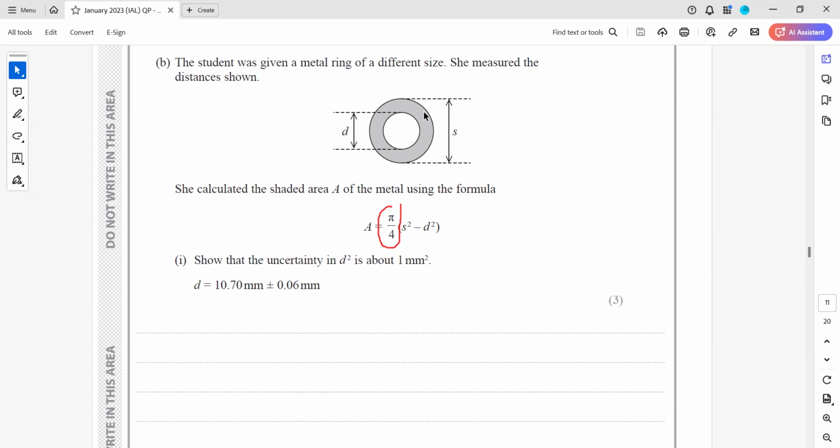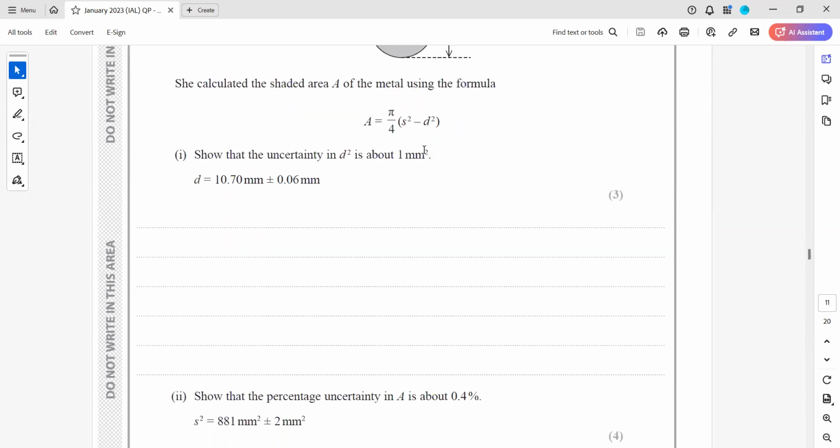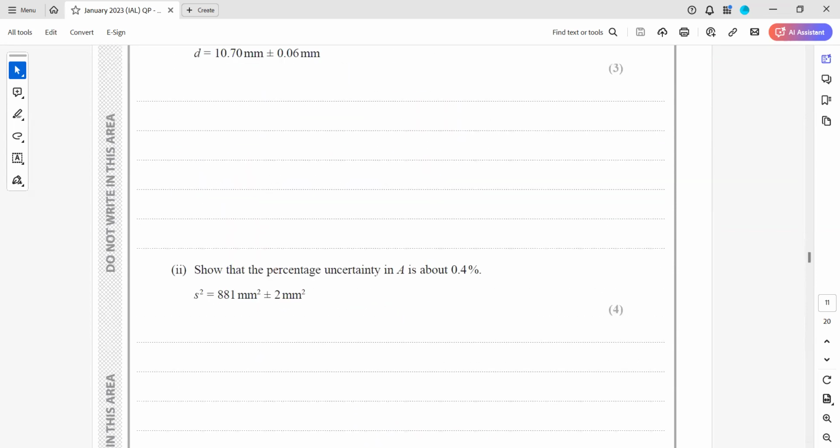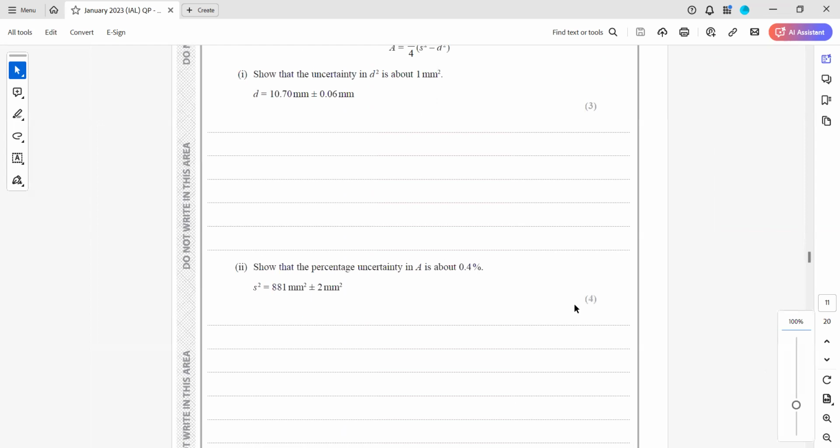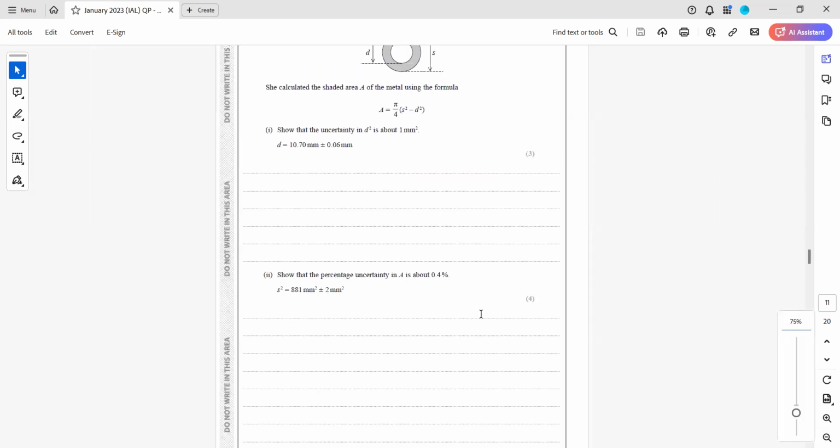So uncertainty in D was 1.1%. And what about uncertainty in S square? Because the two parts are related and it's a 4 mark, we have to show that the uncertainty in A is about 0.4%. This is how A is calculated. A is calculated by using the formula pi by 4 (S square minus D square).